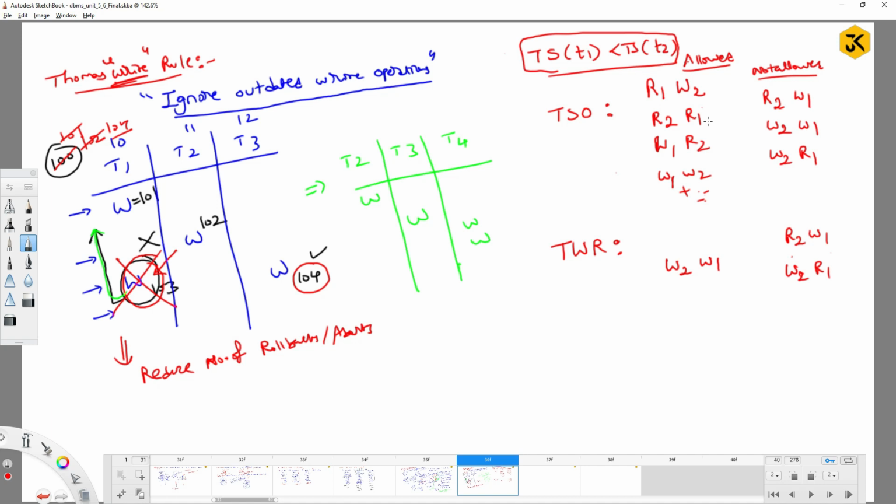How many kinds of possibilities are there? That is what I am trying to convey. Many, right?